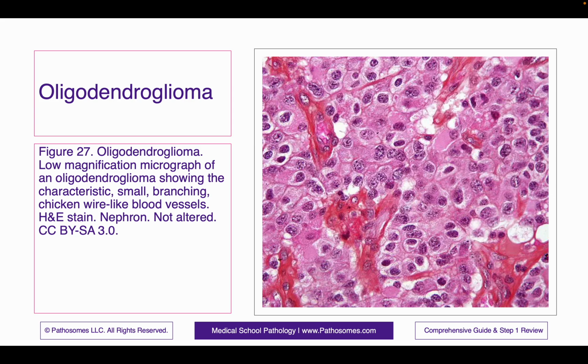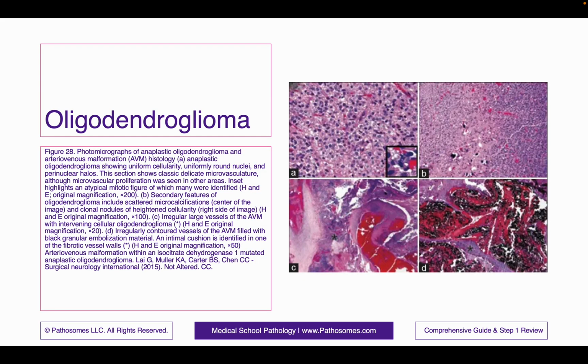And here we can see some of the characteristic small branching chicken wire blood-like vessels, or wire-like blood vessels, that are present with oligodendrogliomas. Now here we have various sections from an anaplastic oligodendroglioma, but it's highly unlikely that you'll be tested at your level for that.